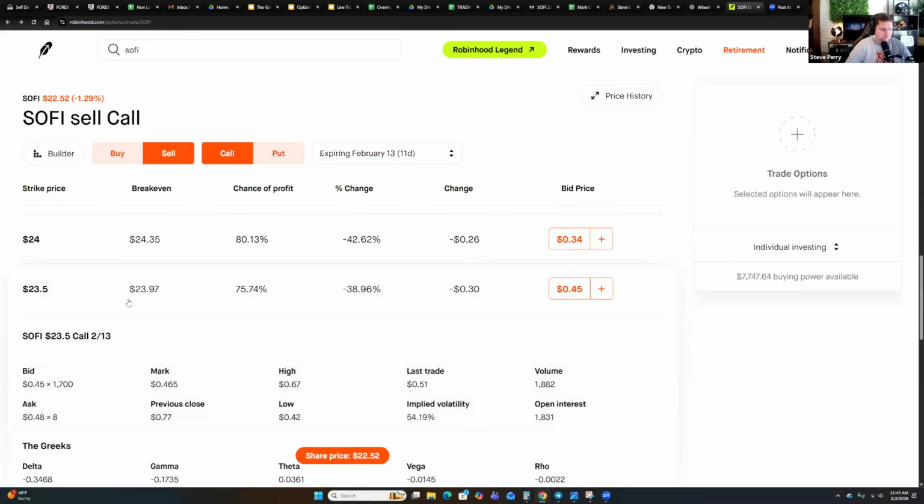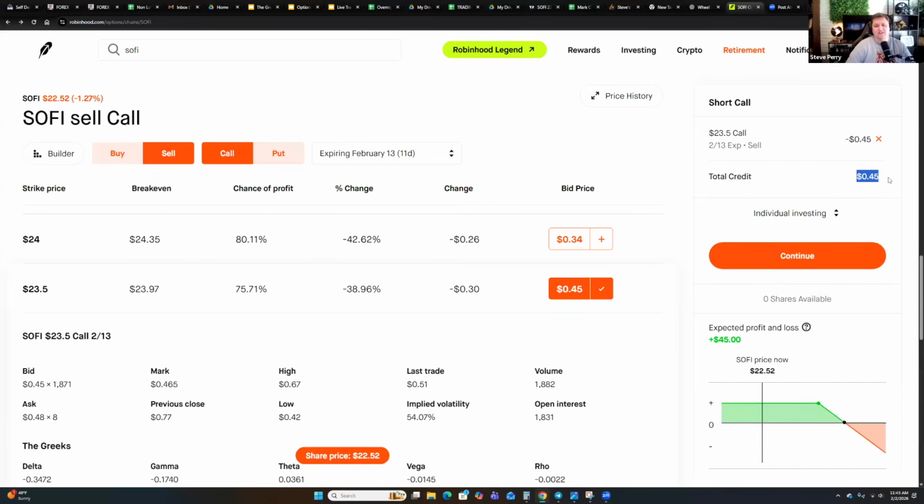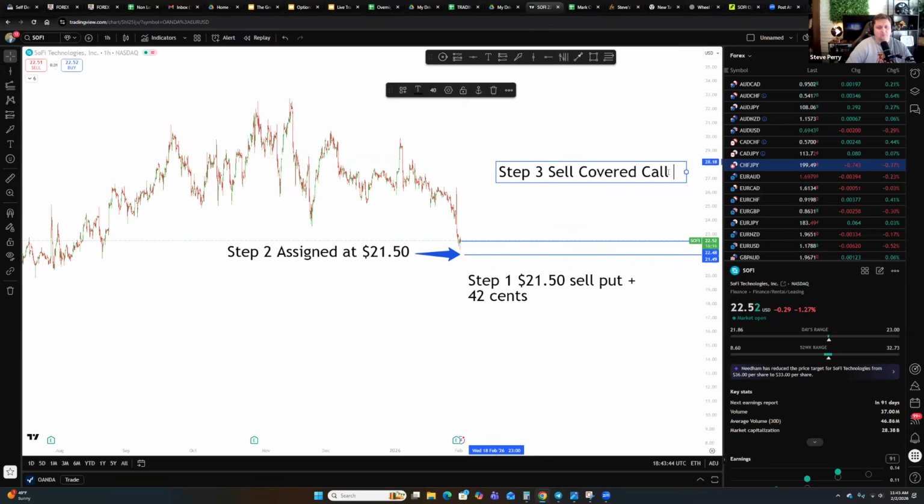So let's do this one right here. Let's do the $23.50 call, and we're going to sell this one. So we're going to collect 45 cents per share for selling that call. So 23.50 at 45. So we'll go back over here and we now sell the $23.50 call, and again, that's for 45 cents.